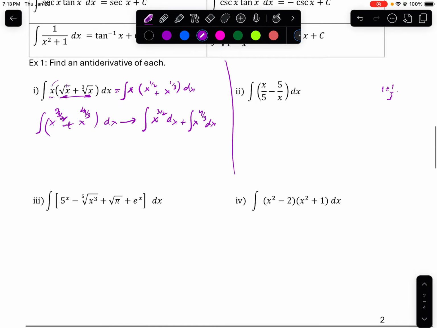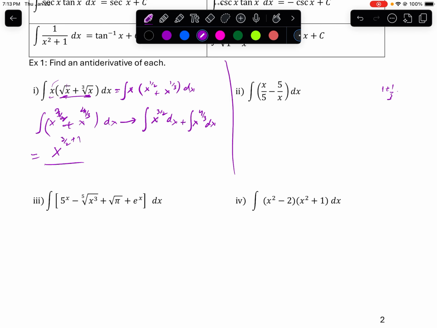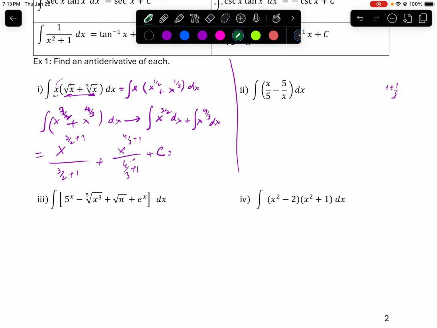So what will I do? This is equal to x to the 3/2 plus 1 over 3/2 plus 1, plus x to the 4/3 plus 1 over 4/3 plus 1, plus a c, constant of integration, which is going to give me the answer: x to the 5 halves over 5 halves plus x to the 7 thirds divided by 7 thirds plus c.